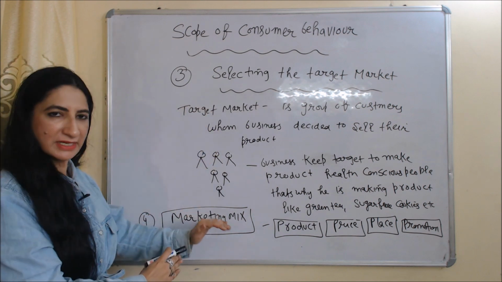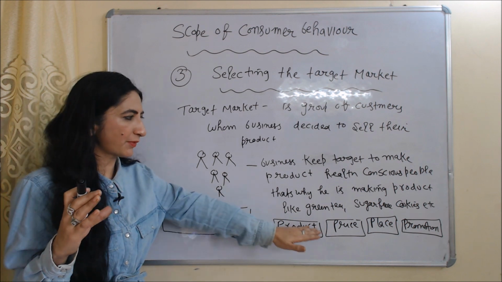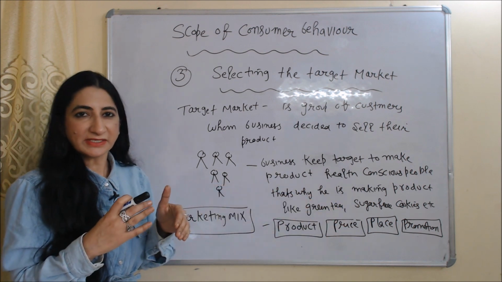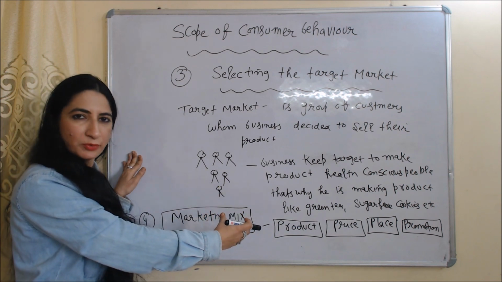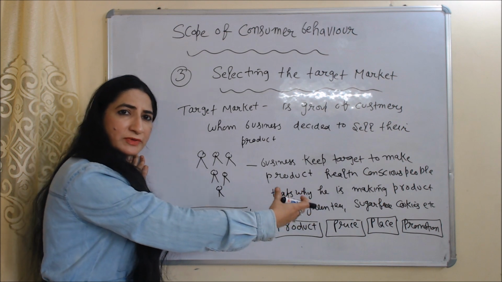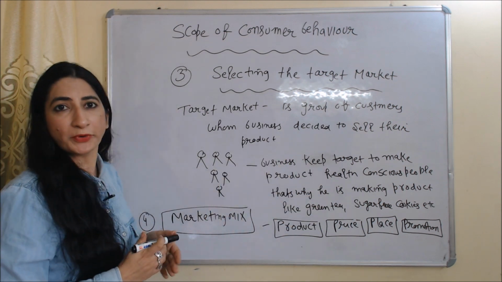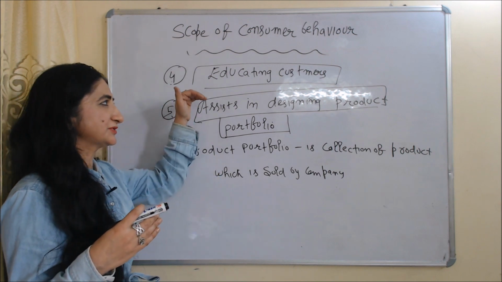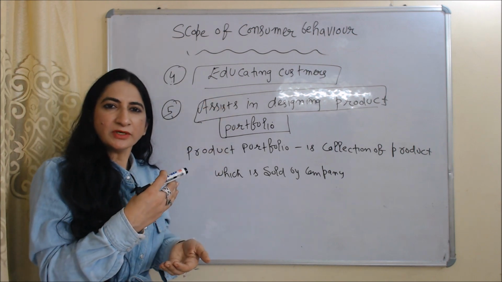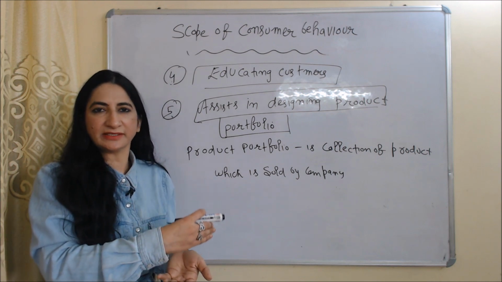Next is marketing mix. Marketing mix includes four elements: product, price, place and promotion. And the study of consumer behavior helps to improve our product, set the price of the product, decide about place, or we can say the location of the product, and it also helps in promotion of the product. Next scope is educating customers. When we know about consumer behavior, then we can easily guide and educate them.